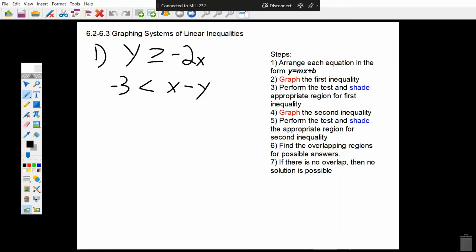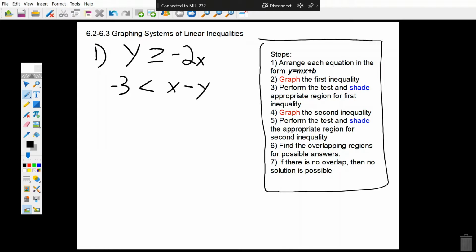Welcome back to 6.2, 6.3, Graphing Systems of Linear Inequalities. Let's begin. So in 6.1, you learned how to graph one linear inequality. In 6.2 and 6.3, you have two linear inequalities. I've written down the steps here. Let's read through them first, and then we'll put it into practice in an example.